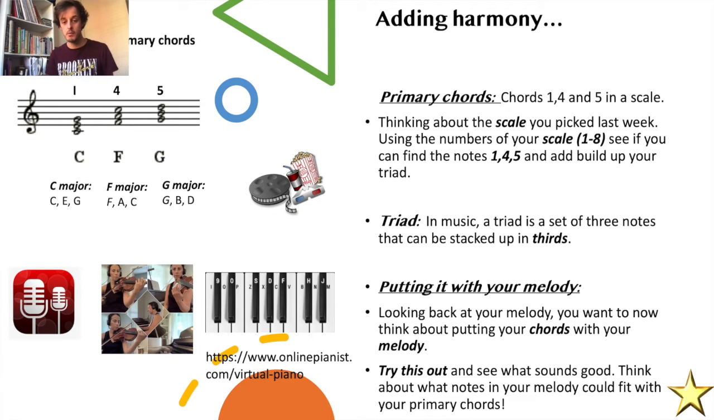Now, the next step we want to be thinking about is putting it with the melody that we worked on last week. Looking back to your melody, you want to now think about putting your chords with that melody that was based on a villain or a superhero, whatever you wanted to base it around. Try this out. Find your primary chords and then find your melody from last week and see if you can have a little busk at putting them together.